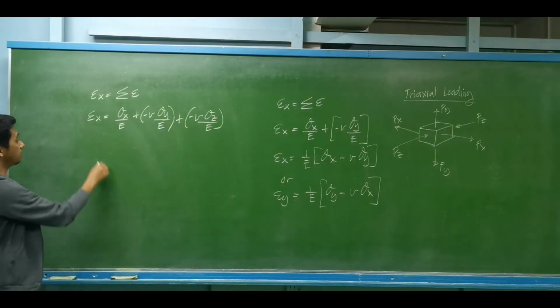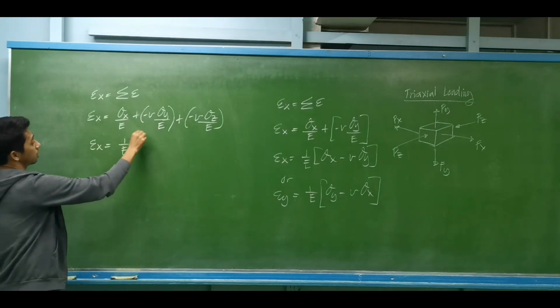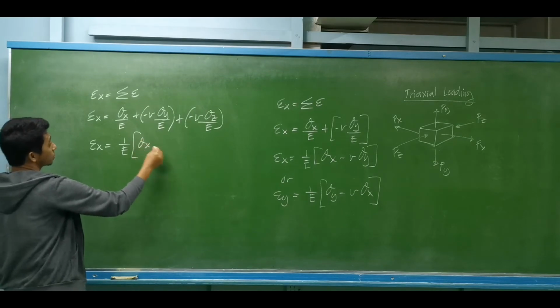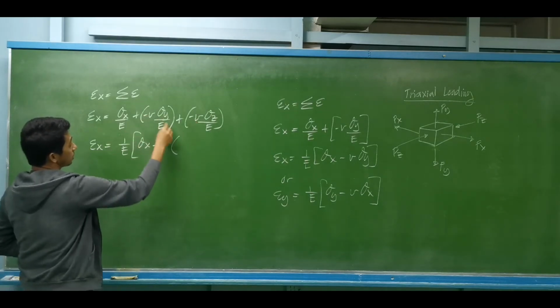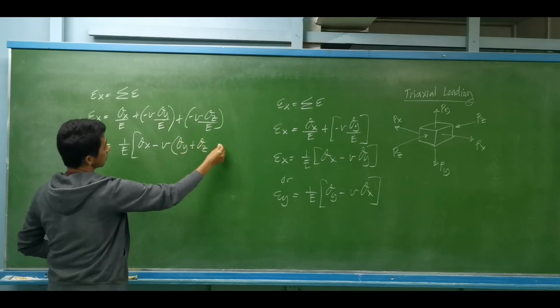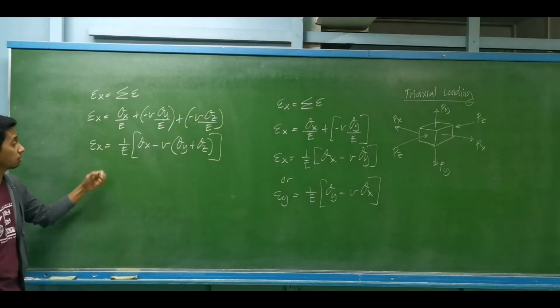Or we can simplify: the strain along x is equal to 1 over the modulus of elasticity multiplied by the quantity stress along x, and we factor out the Poisson's ratio multiplied by the stress along y plus the stress along z. So this is how we compute the strain along x.